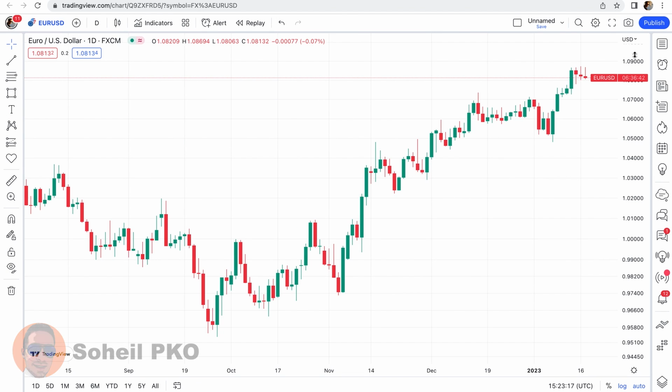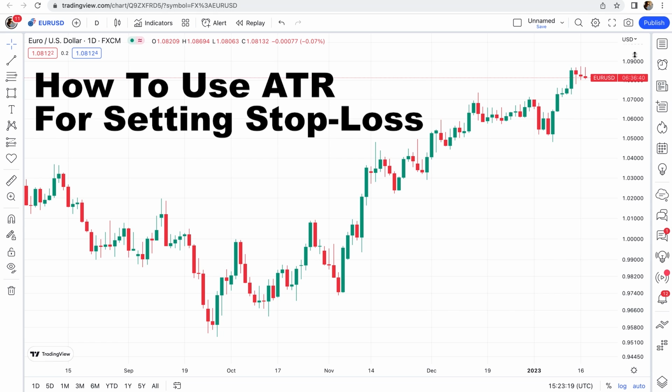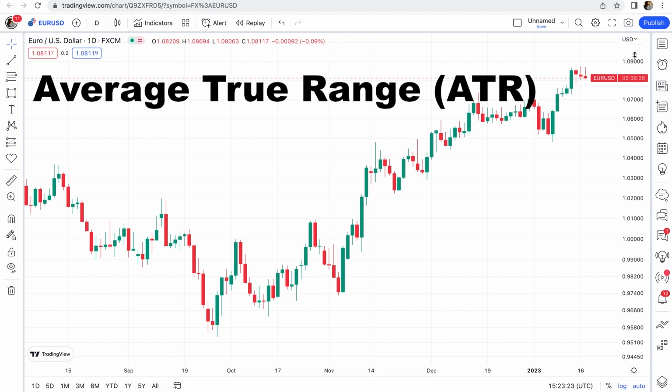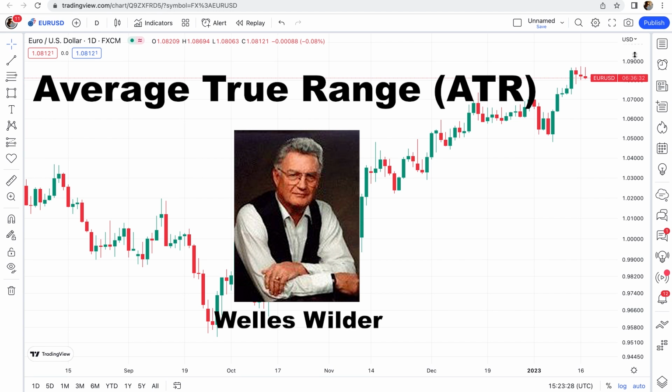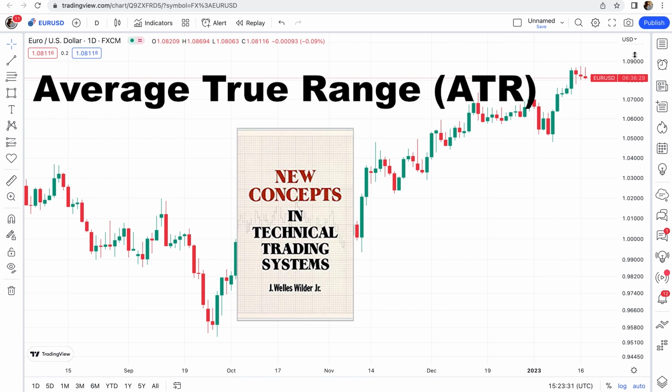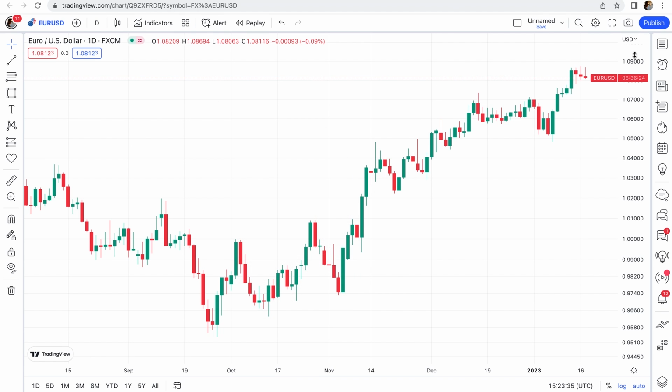Sohail here, and today I want to teach you how you can use ATR to set stop loss for your open positions. ATR, or its original name Average True Range, was developed by the famous technical analyst J. Wells Wilder and introduced in his 1978 book New Concepts in Technical Trading Systems. Other well-known indicators like RSI, ADX, and Parabolic SAR were also developed by Wells Wilder and included in the book.